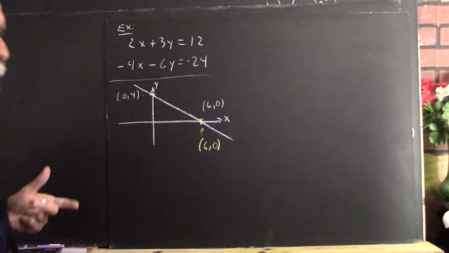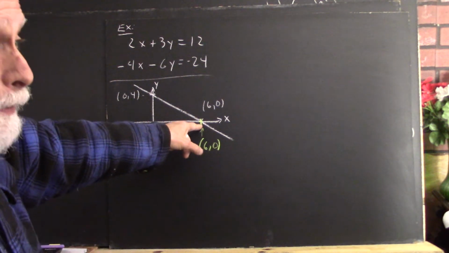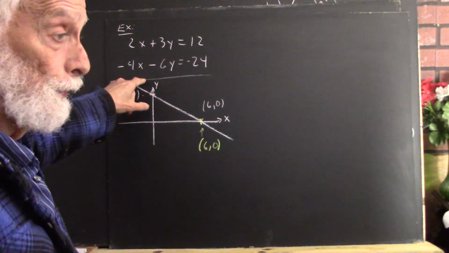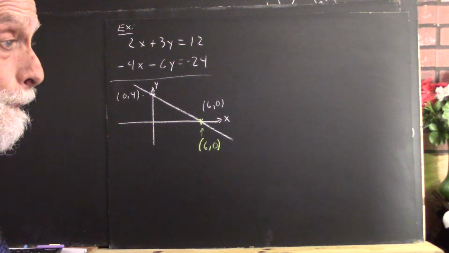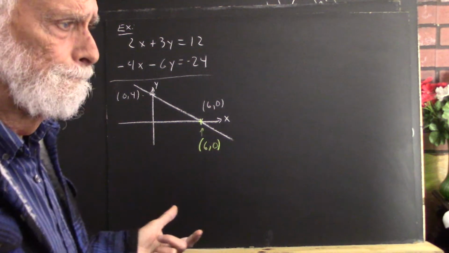Have we already got our solution? Because the two graphs have to cross at this point. That means 6, 0 works here and works here. And of course it does because of what we just did to find it. Okay, well, let's find the y-intercept just to see how the two lines are.